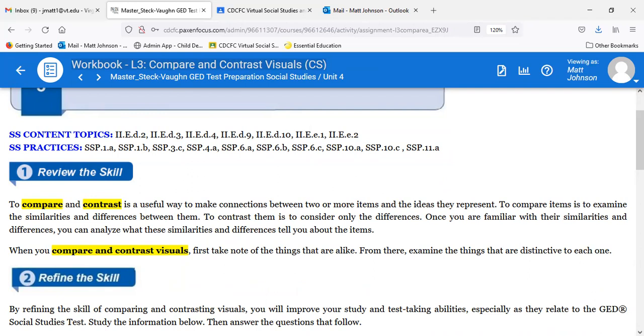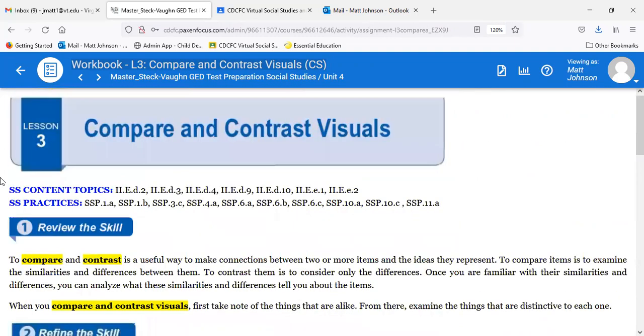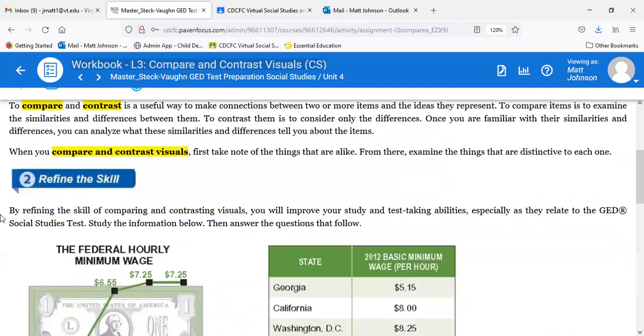When you compare and contrast visuals, first take note of the things that are alike. From there, examine the things that are distinctive to each one. And a lot of times you kind of do that simultaneously. Like I mentioned, when you're writing about comparing and contrasting, a lot of times, comparing something, you're eliminating what is different. And so you're looking at that, coming back to it, and that information is already there for you.